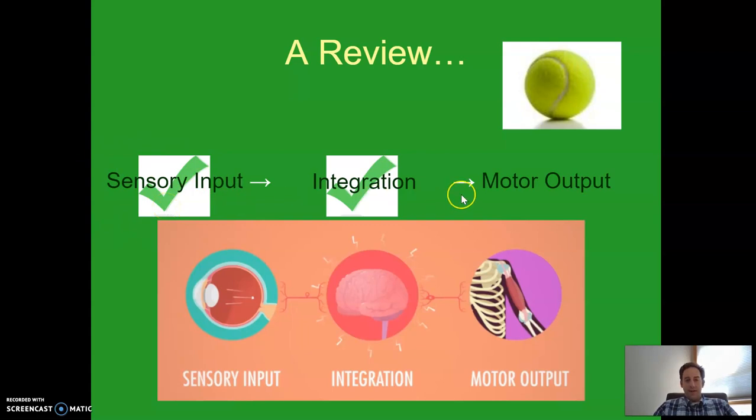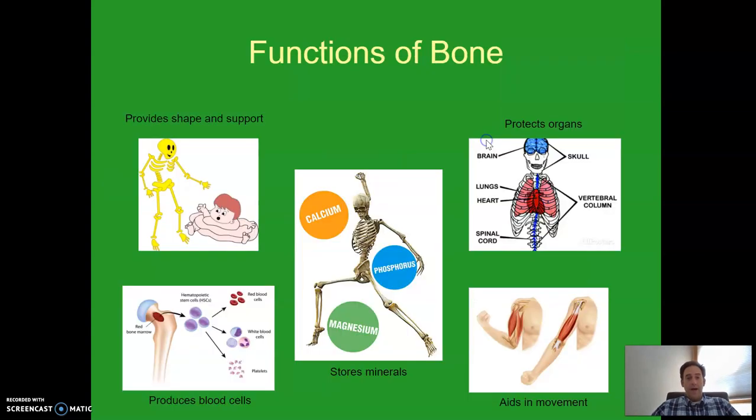So now it's time to finish out this flow map and look at this motor output piece. So once the brain has decided I'm going to catch the ball, how is it that the brain and the bones and the muscles, how do these things all work together to create that movement that's going to let you catch it? So that's what we're going to do. And so this next unit is about bones and muscles.